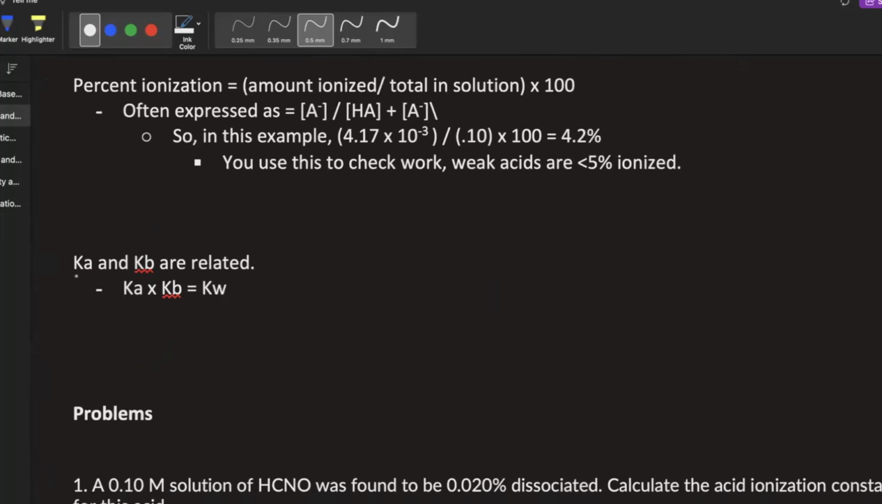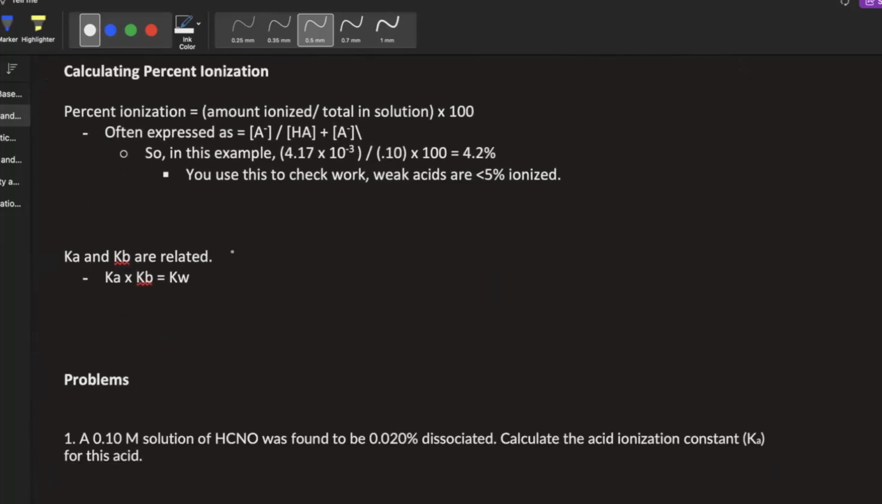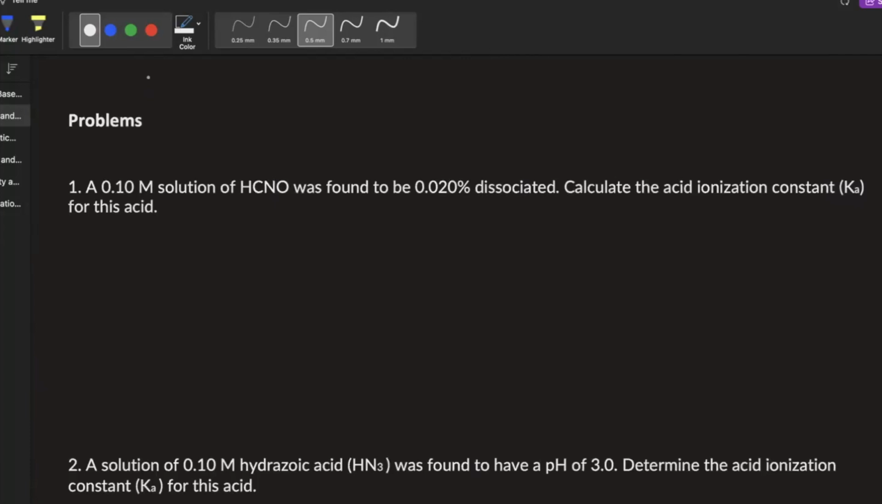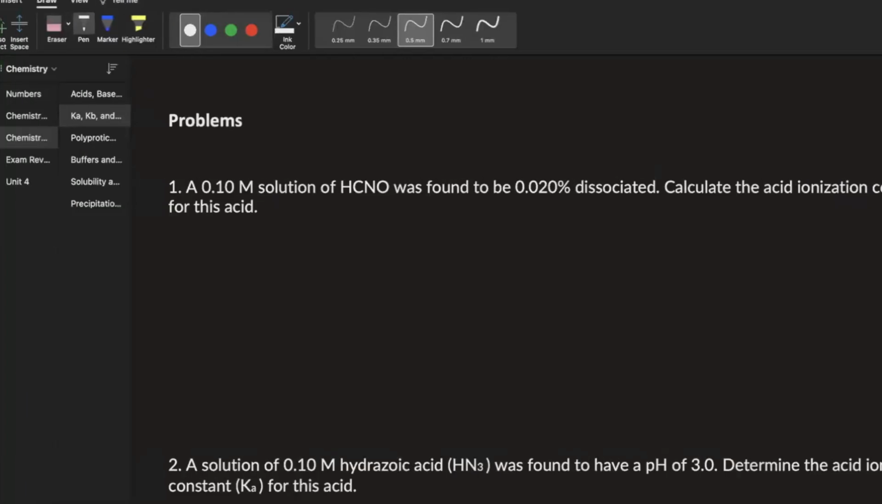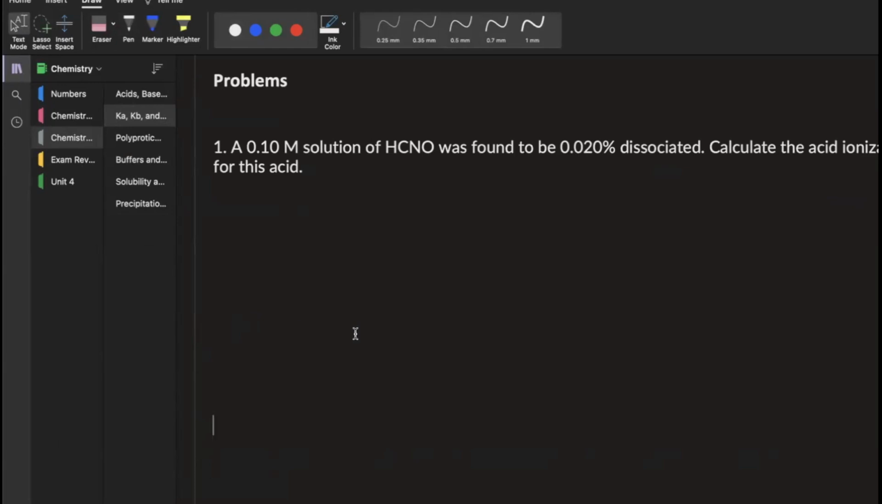We can look at the relationship between Ka and Kb, and we find that by multiplying Ka and Kb, we get Kw. Next, we're going to work on some problems and use the knowledge we have learned and apply it to different situations.